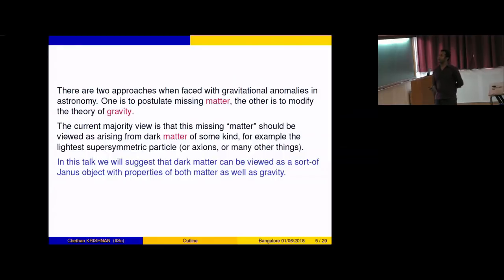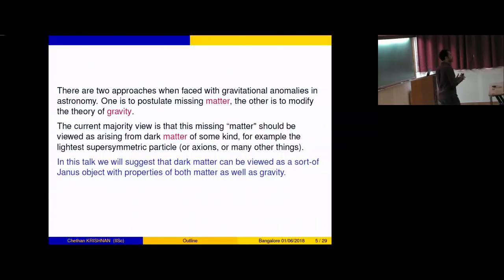So the current majority view is that this missing matter should be viewed as arising from some dark matter of some kind, which is, for example, let's say the lightest supersymmetric particle, some weakly interacting massive particle, or maybe I would say that at the moment axions are looking more promising as dark matter candidates. That's a whole different thing. I don't want to talk about it, but there are many other candidates for this.